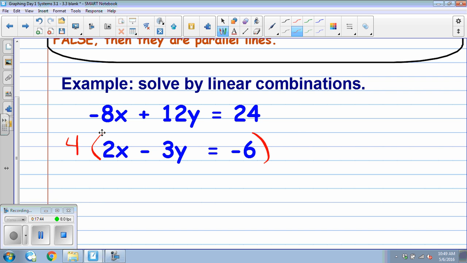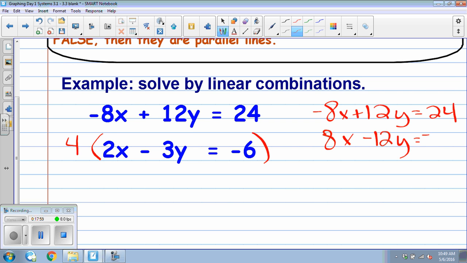And what would happen is, my top equation doesn't change. Negative 8x plus 12y equals 24. My bottom equation becomes positive 8x minus 12y equals negative 24. And what happens is, everything cancels. So you end up with 0 equals 0. That's true. So that means they're the same line. That means there are infinite solutions.